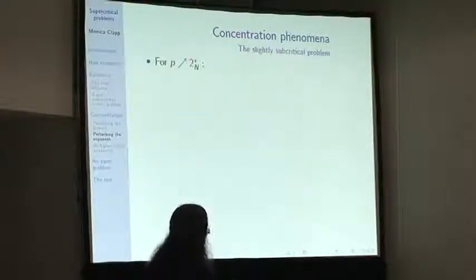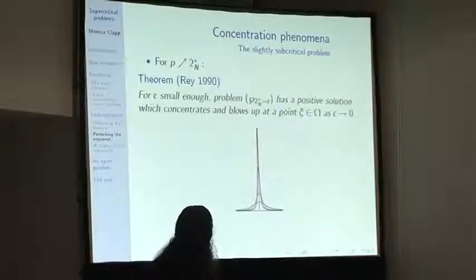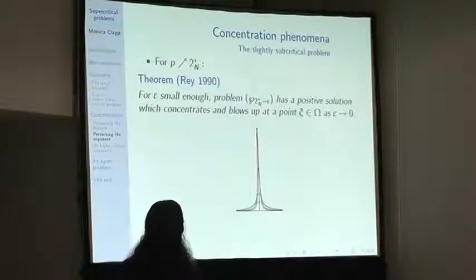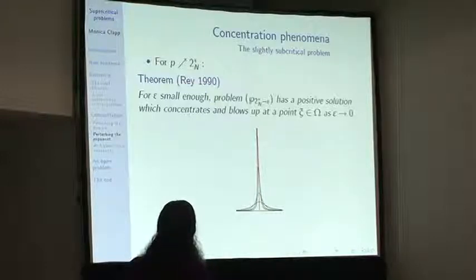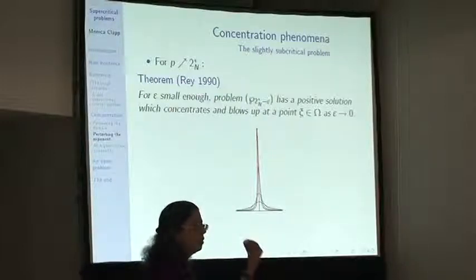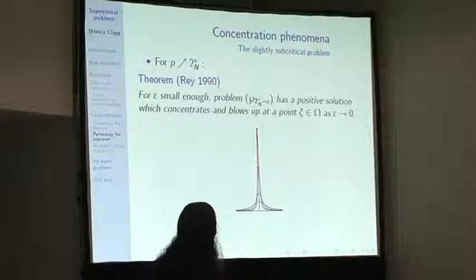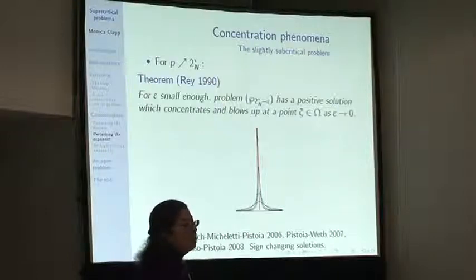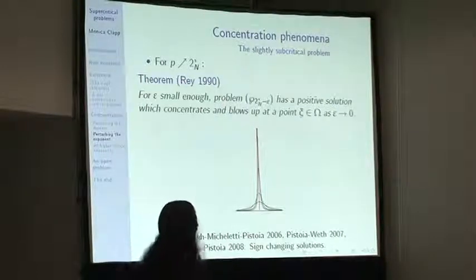Then there is a beautiful result by Rey. Rey showed that if you look at the problem for the critical exponent minus epsilon, where epsilon is a positive number, then as epsilon goes to 0, we can find solutions which concentrate and blow up at a point. So they will look like this. As epsilon goes to 0, the solution becomes more and more concentrated. And there are other results for sign-changing solutions, for concentration at various points, and so on. Okay.